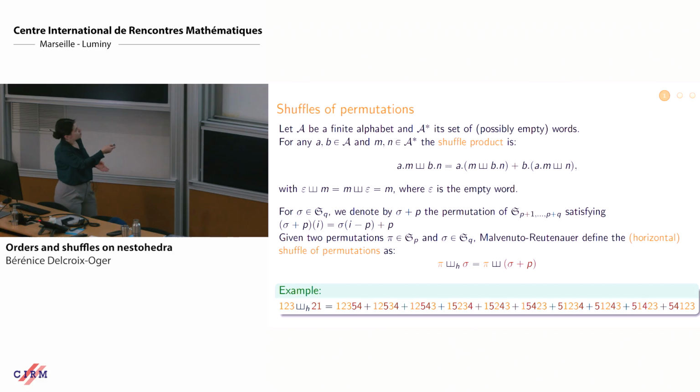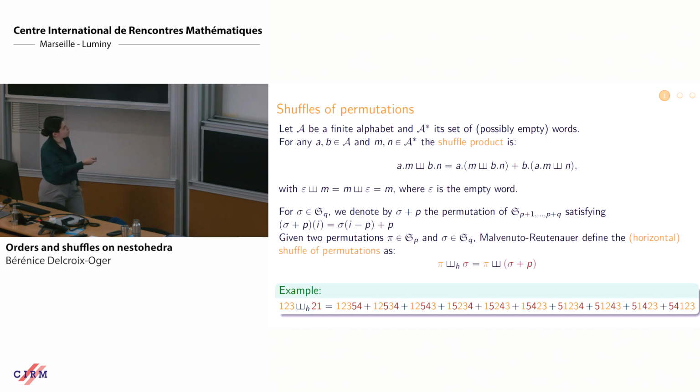Using this shuffle product on words, Malvenuto and Reutenauer defined a shuffle product for permutations. We take two permutations: pi, a permutation of a set with p elements, and sigma, a permutation of a set with q elements. Then what we want to get is a permutation of p plus q. So we will shift sigma by p, the length of pi, and we will shuffle.